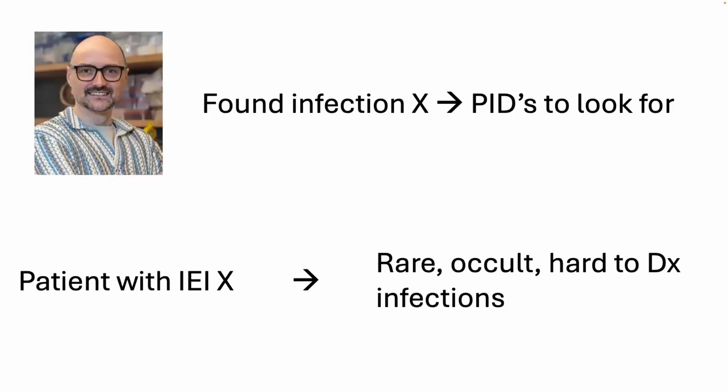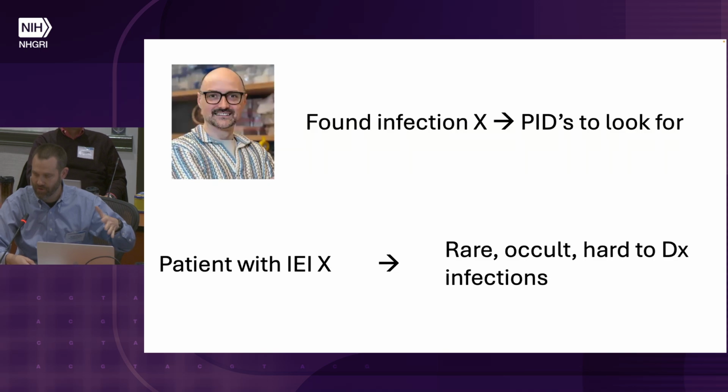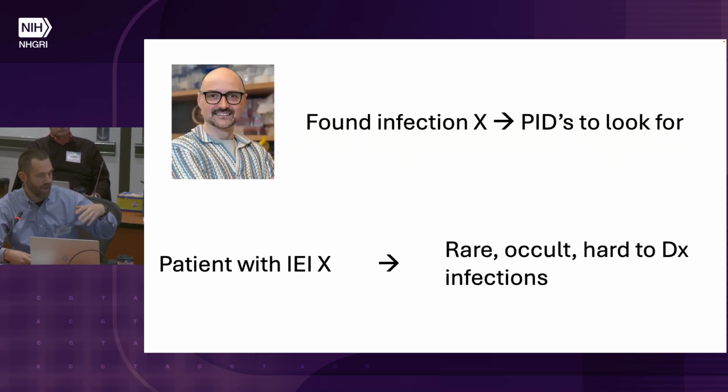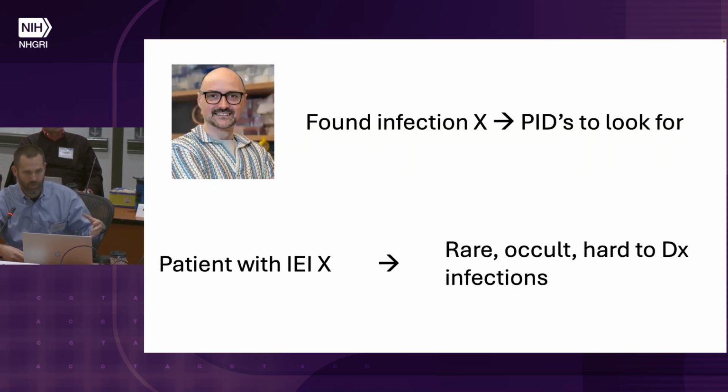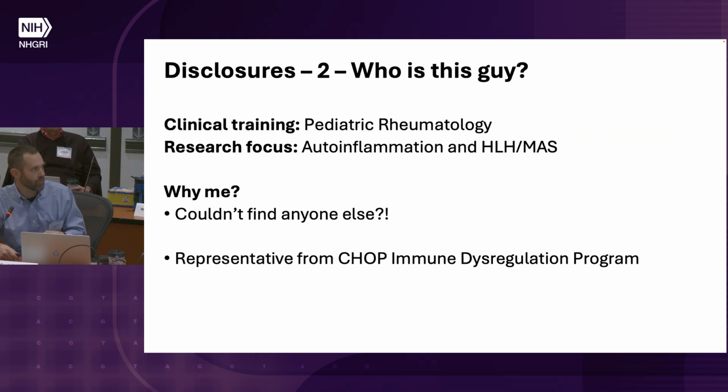You just heard from Dusan about, if you find certain infections or phenotypes, these are the immunodeficiencies to look for. And I was asked to go the opposite direction. If you have a patient with a known inborn error of immunity, or primary immune disorder, because as you mentioned, not all of these are inborn, what kind of infections should we look for? And so my next disclosure is, who is this guy?